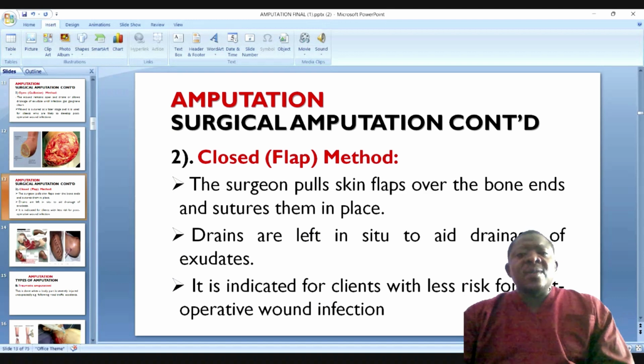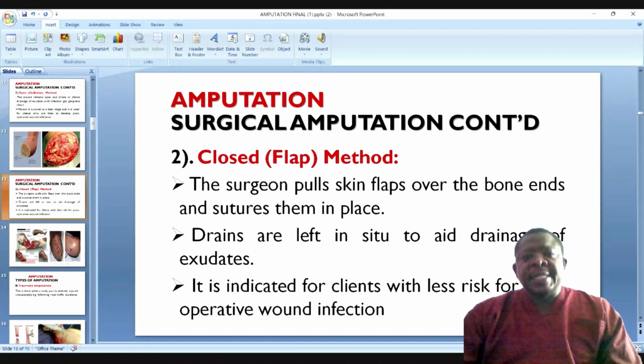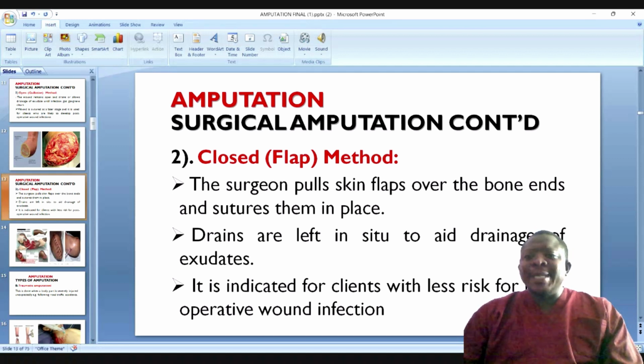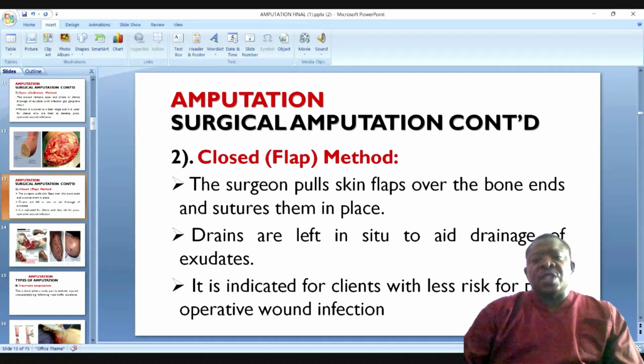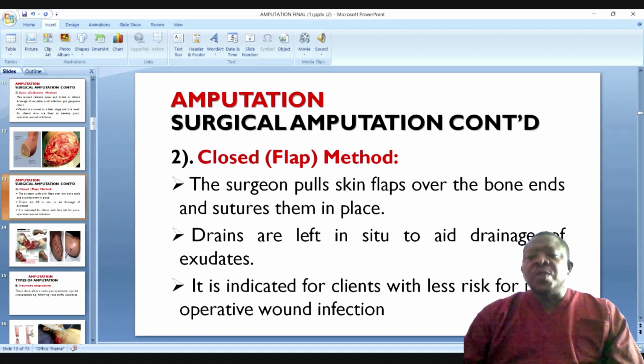Okay, so the second one is the closed method or the flap method. This is under surgical amputation. The surgeon will pull the skin flaps over the bone ends and suture them in place. Drains will be left in situ. This is to aid drainage of exudates. It is indicated for clients with less risk of post-operative wound infection.